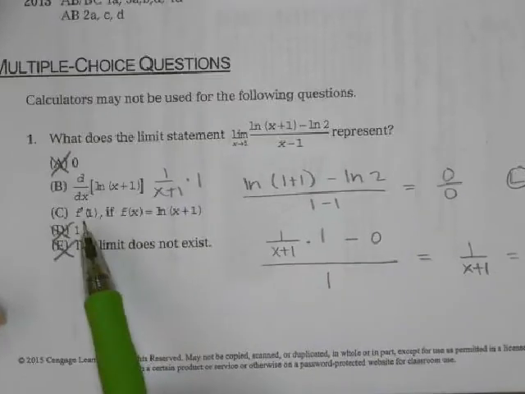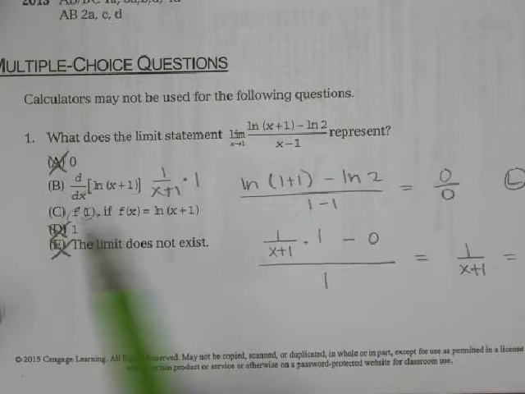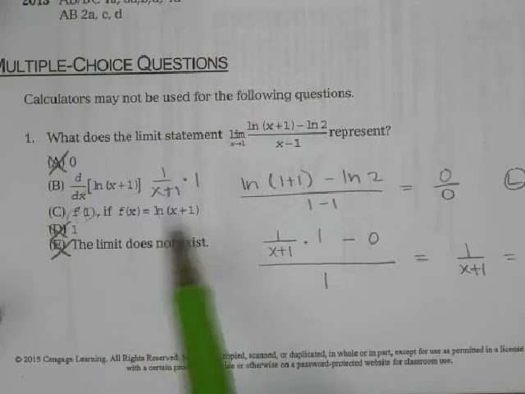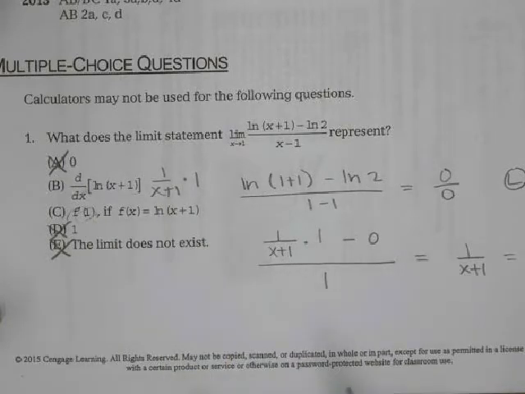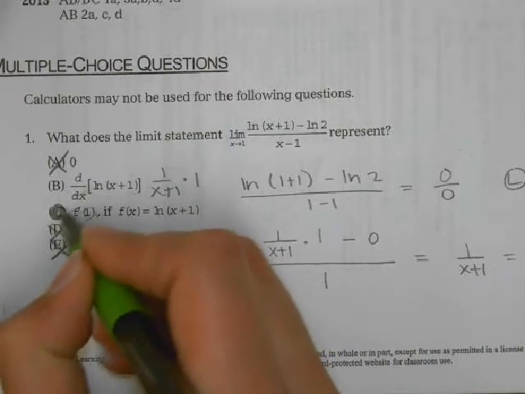So this other one says f prime of 1, which means the derivative evaluated at 1, if the function is ln of x plus 1. So if the function is ln of x plus 1, then that derivative is this, and then it's saying the derivative evaluated at 1, which is the answer that we got. So C is the answer.